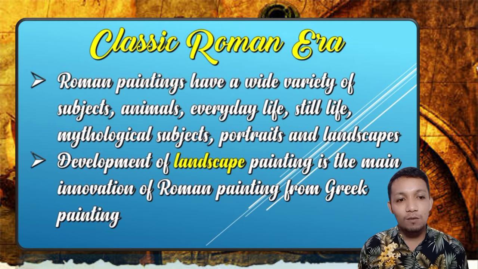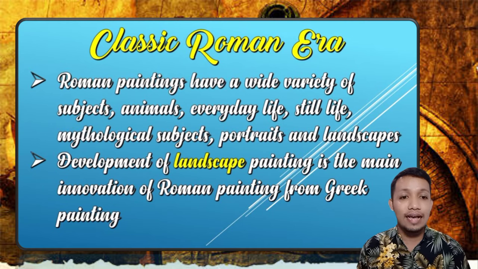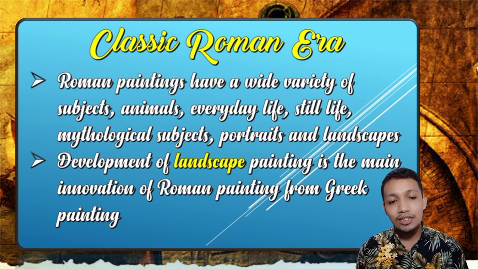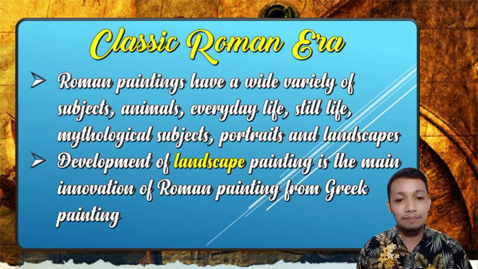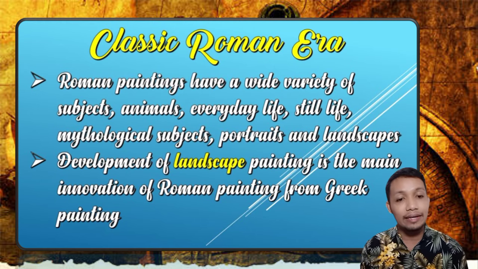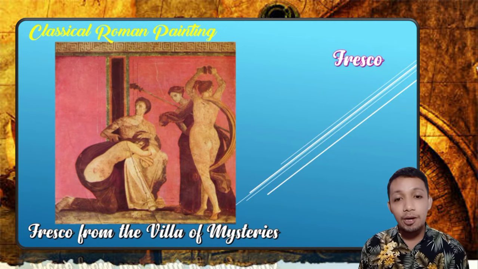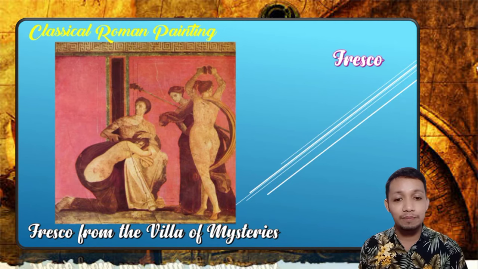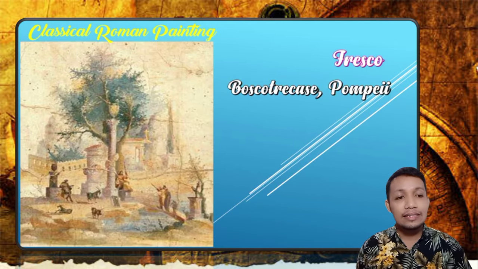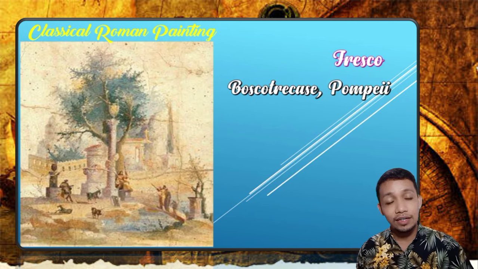Roman paintings have a wide variety of subjects: animals, everyday life, still life, mythological subjects, portraits, and landscapes. Development of landscape painting is the main innovation of Roman painting from Greek painting. Here is an example of fresco from the Villa of the Mysteries. And another one is the Boscotrecase, Pompeii, still a fresco of classical Roman painting.